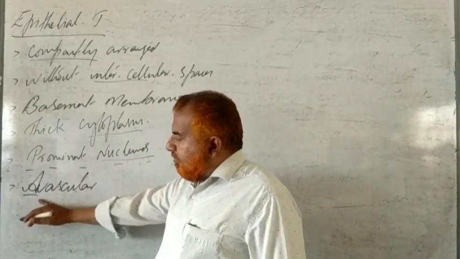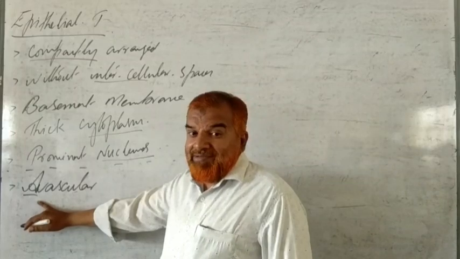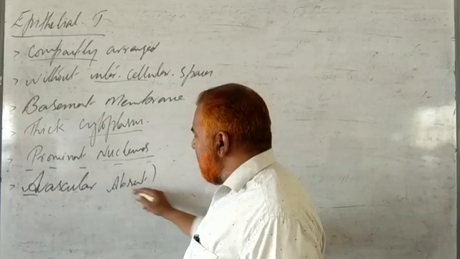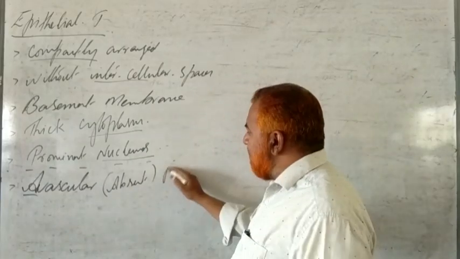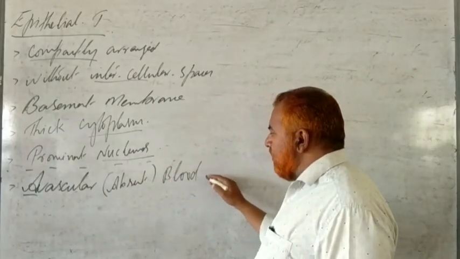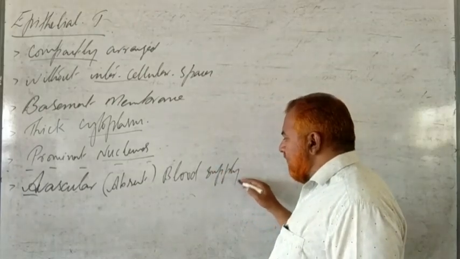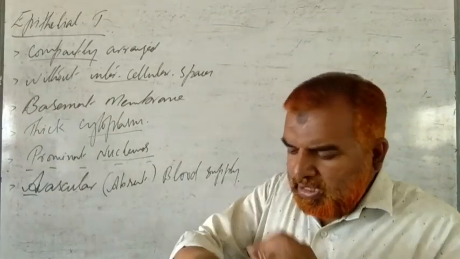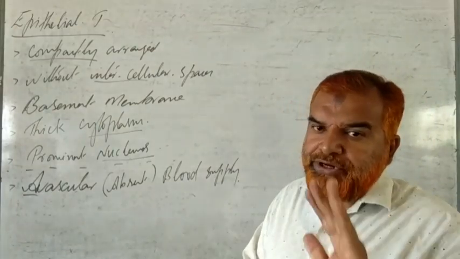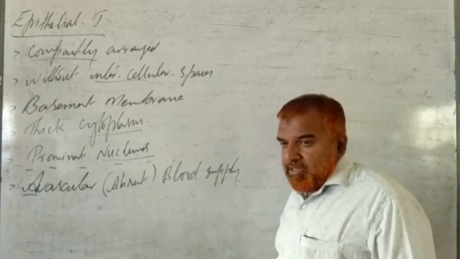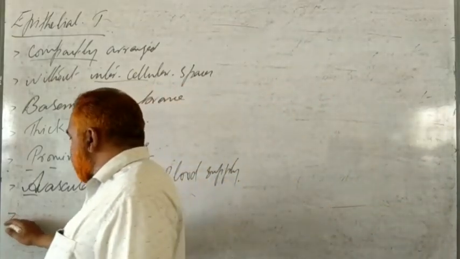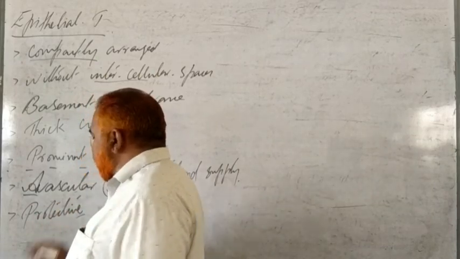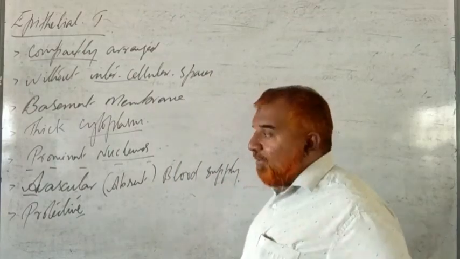Now it is prefixed with a. What do you mean by avascular? Absent. Vascular system is absent. Means there is no blood supply. This tissue has no blood supply, almost like a dead tissue. Upper layer, like a dead, protective layer. What is its function? Protective. Clear? These are the general points of epithelial tissue.